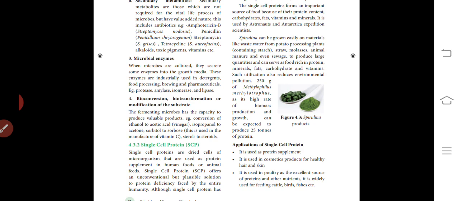So the ethanol is converted into acetic acid. That is the bioconversion. It is not a synthetic conversion, it is a bioconversion, a natural conversion of ethanol to acetic acid.